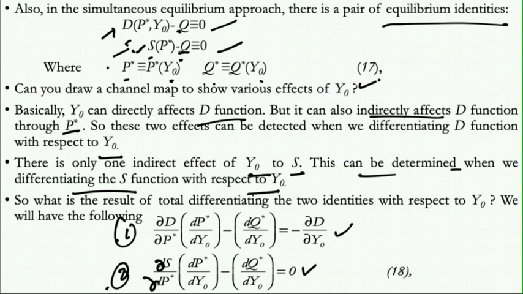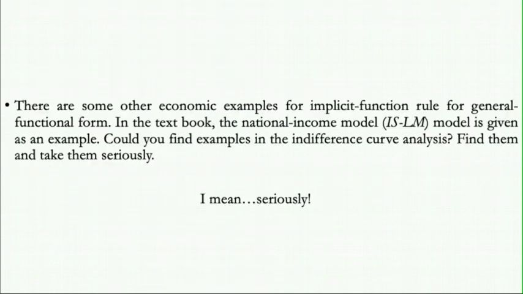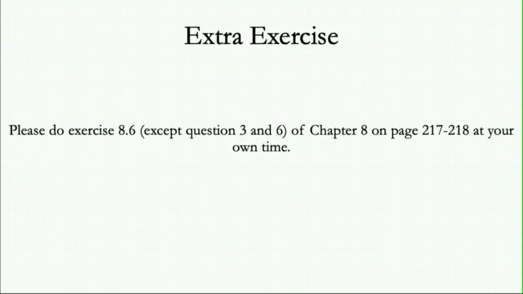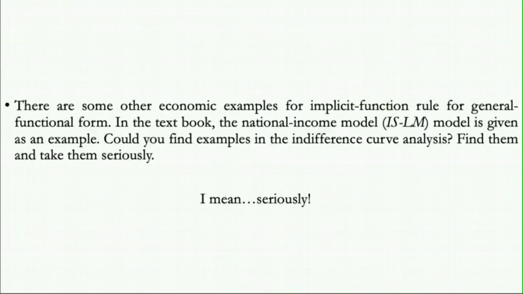Now this is just one example in economics. There are some other economic examples for the implicit function rule for general functional form. If you look at the textbook, it will talk about the IS-LM model. And if you look at Schaum's Outline, Introduction to Mathematical Economics, then you can see a lot more examples that use the implicit function rule. So I hope you go and find them and try to do all of this kind of exercise on your own. So that's it for this chapter.